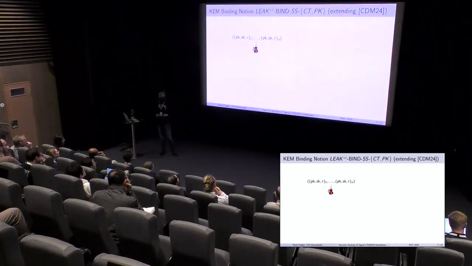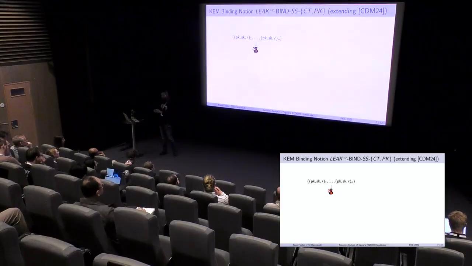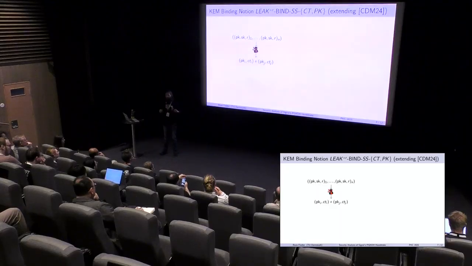The security game looks as follows. First, the challenger samples a couple of KEM key pairs and gives the full key pair, including the keygen randomness, to the adversary. Then the adversary outputs two public keys and ciphertexts, which are distinct. But both of these ciphertexts have to decapsulate to the same shared secret. If this is the case, then the adversary wins. So this is what we do not want to happen.